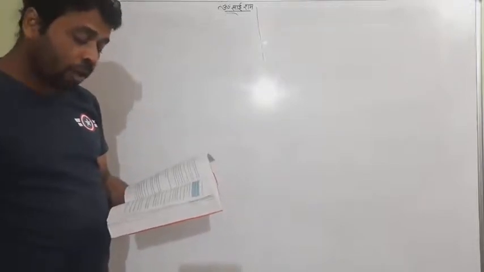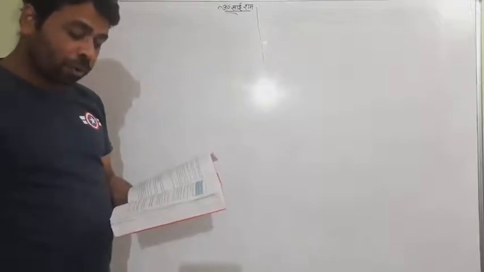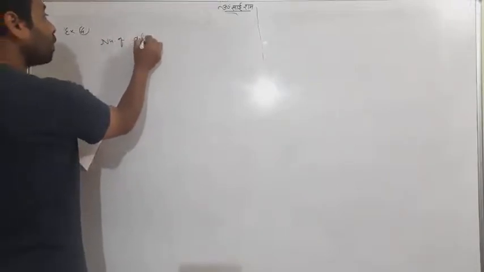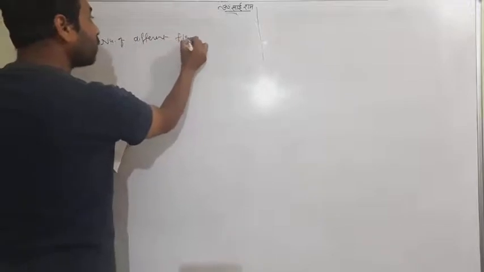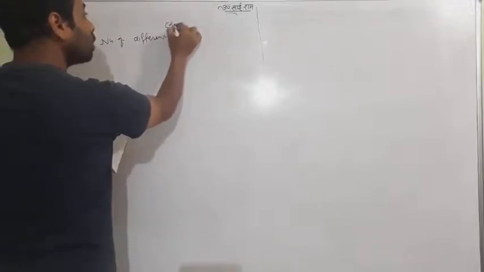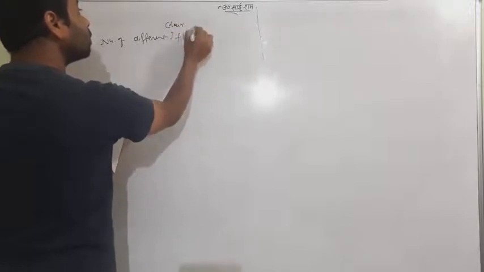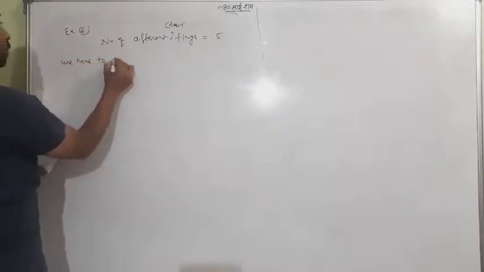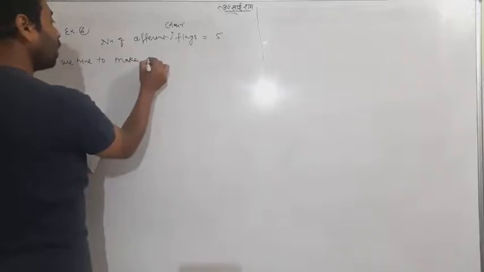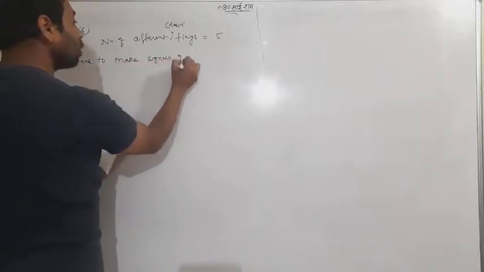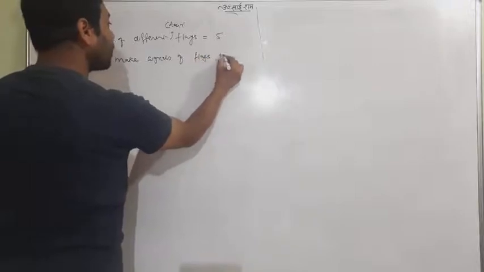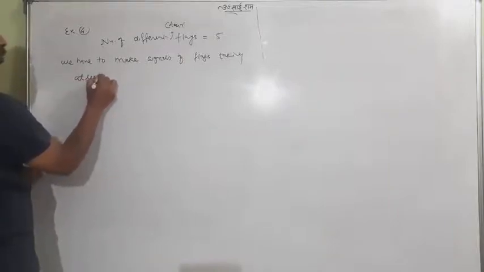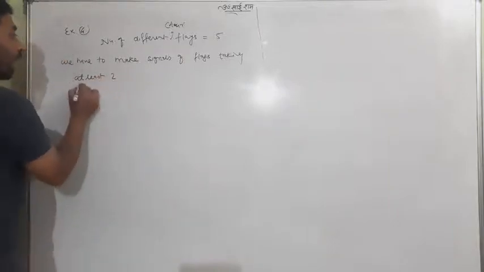two flags in order, one below the other, on the vertical staff. If we have 5 different flags, different color flags, and we have to make signals of flags taking at least 2. It's a very important word, that at least.